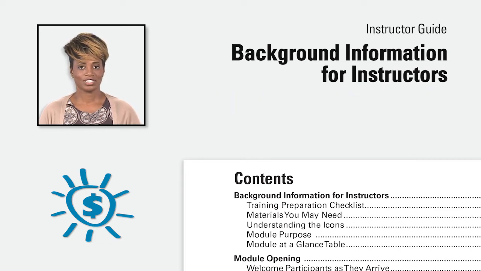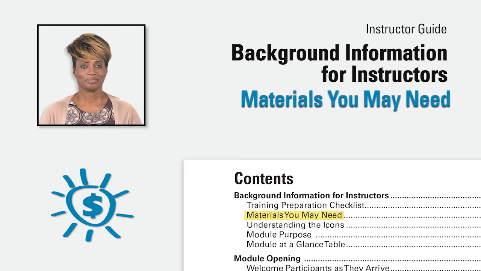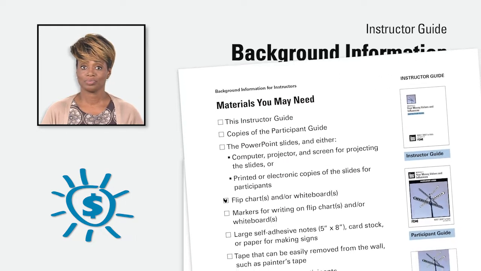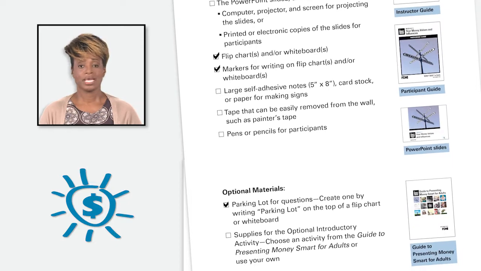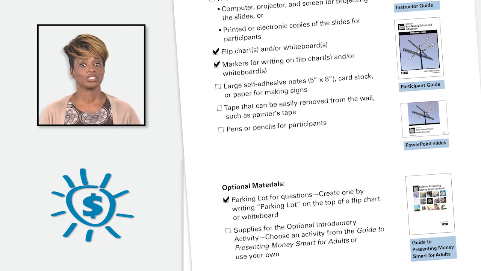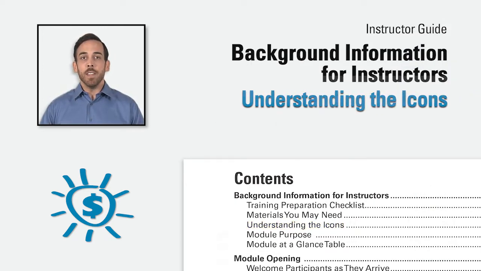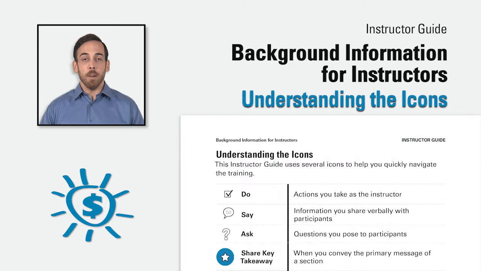Next in the background section is Materials You May Need. It contains a list of materials you may need to present the module, such as markers and whiteboards and a parking lot to capture questions participants ask during training. Understanding the Icons is next. This table is identical in every module.